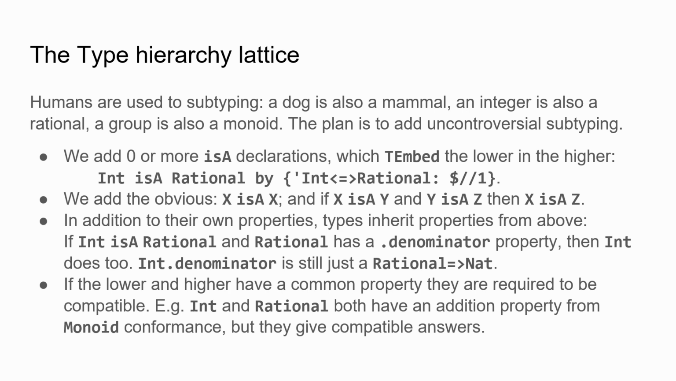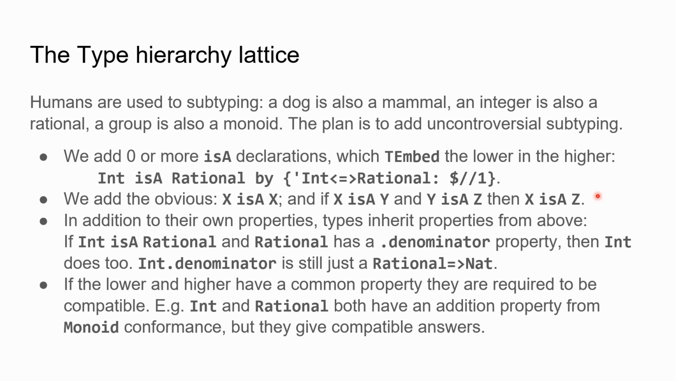Now, we get a collection of these. We can even have 0 of them, because we'll still end up with unions and intersections of types. But there are actually many cases where we will want to define is-a declarations. We add the obvious: an X is an X, and if an X is a Y and a Y is a Z, then X is a Z. This is called transitive closure.